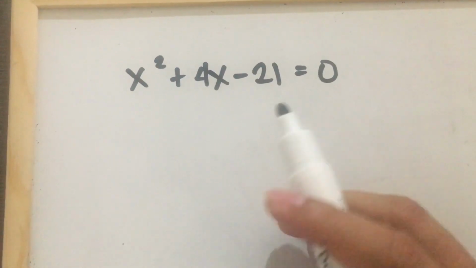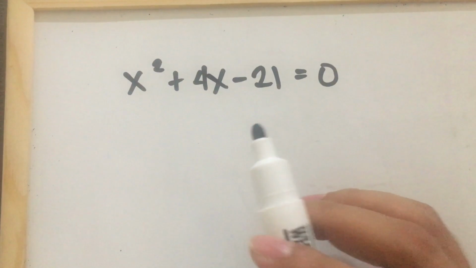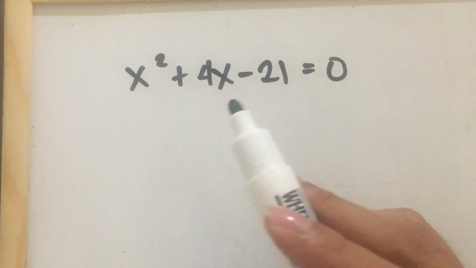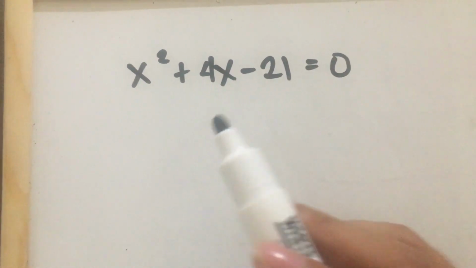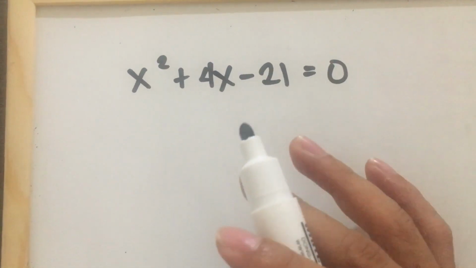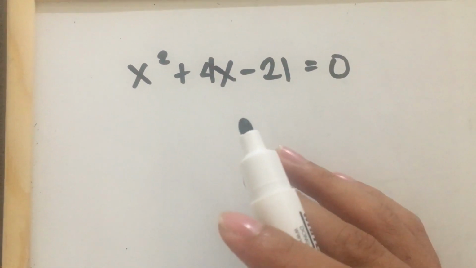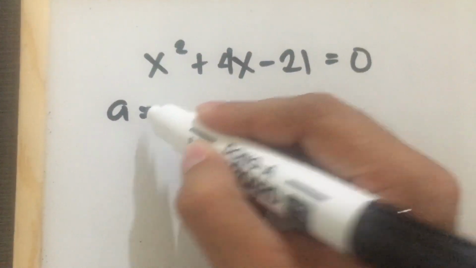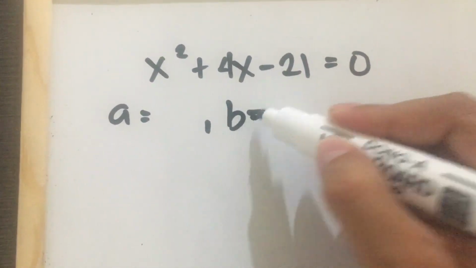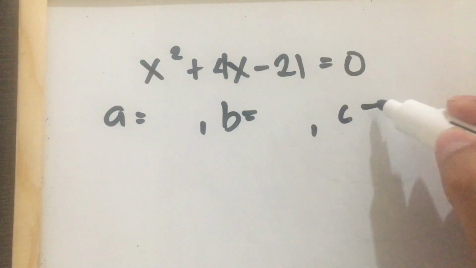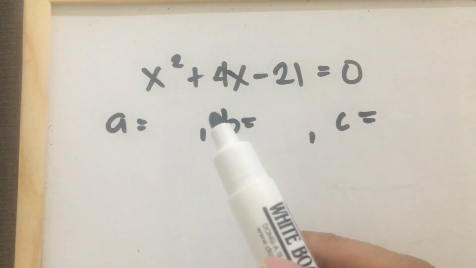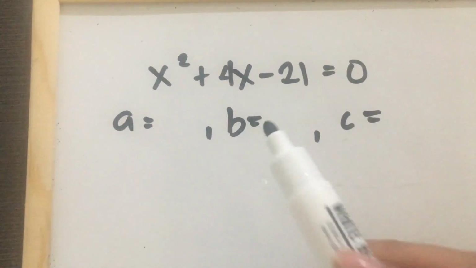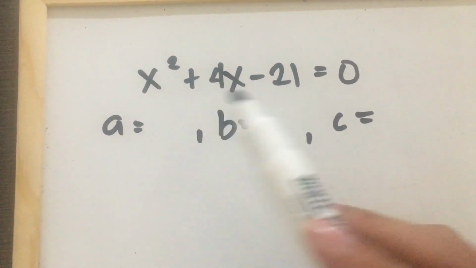Okay, so we are here in our next lesson, which is finding the discriminant of a quadratic equation. So we have here an example: x squared plus 4x minus 21 is equal to 0. Now, in finding the discriminant of our quadratic equation, it's very important that we identify the values of a, b, and c first, before we can solve for the discriminant.